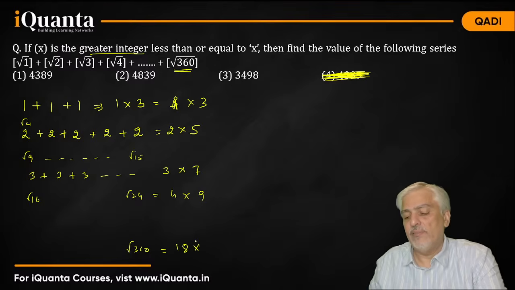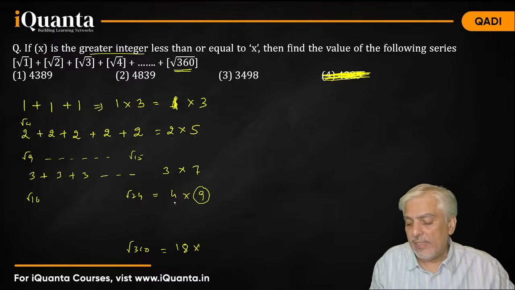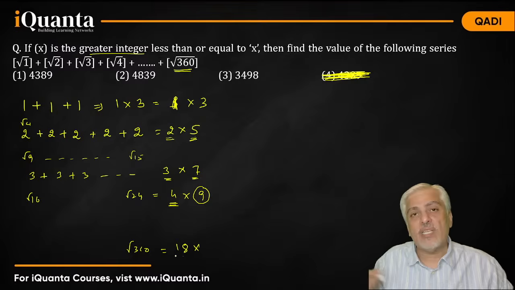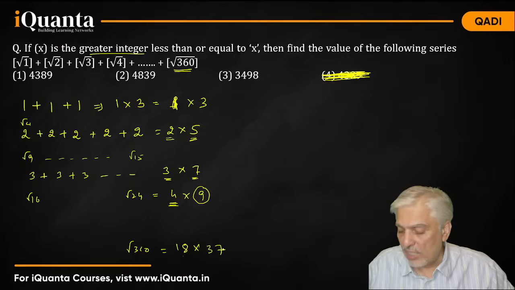We'll think. If you look at this, 1 comes 3 times, 2 comes 5 times, 3 comes 7 times, 4 comes 9 times. So these are all odd numbers, or this number is 1 more than double of this number. 9 is 4 into 2 plus 1. 7 is 3 into 2 plus 1. 2 into 2 plus 1 is 5. So 18 into 2 plus 1 will become 37. So this will come 18 into 37.